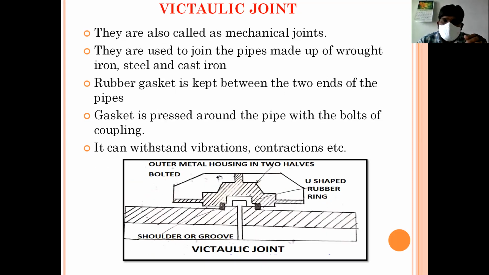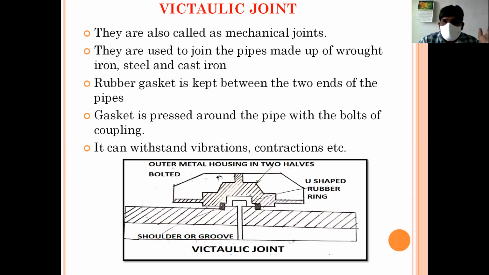These joints are most suitable for pipelines where we may observe frequent vibrations and contractions. With the help of the rubber ring, we are pressing on the other two sides so that the joint will continue in such a way that there is no leakage of water. Understand? This is about the Victaulic joint.